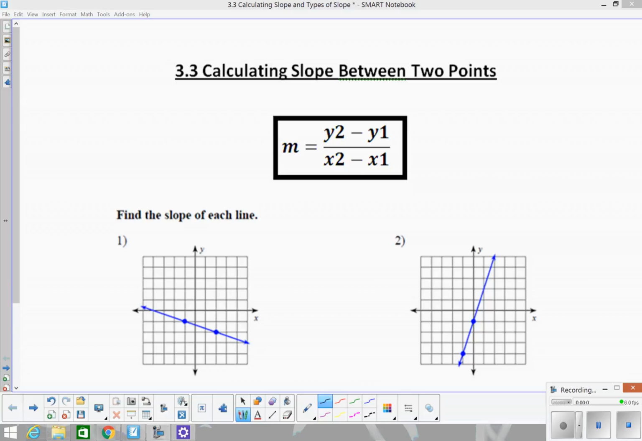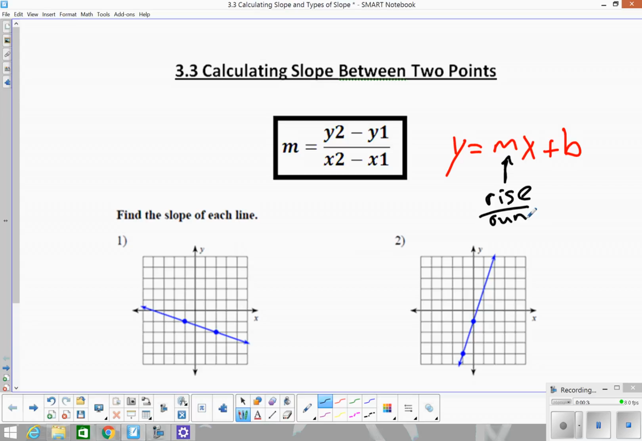All right, welcome back. Today we're going to be talking about section 3.3, calculating slope between 2 points and different types of slope. So when we talk about slope, we have seen slope in a linear equation. And the linear equation we have seen is slope-intercept form, which looks like y equals mx plus b. So what we really want to do is focus in on that m. We know that m is rise over run, and we know how to calculate that slope from a graph.